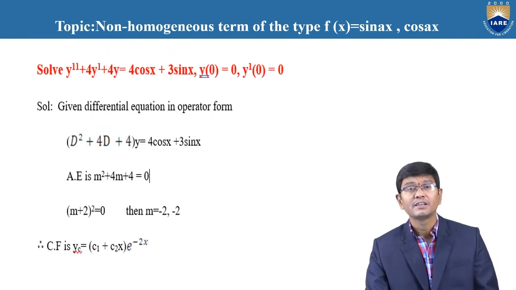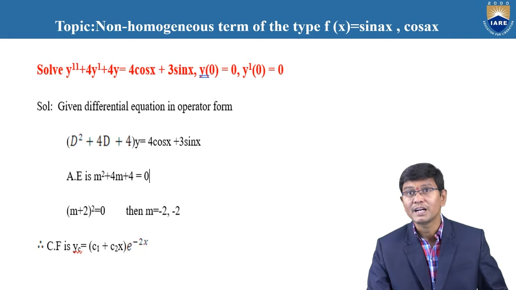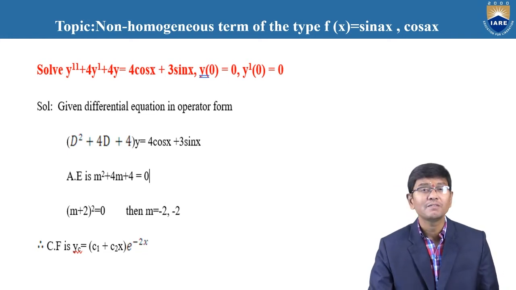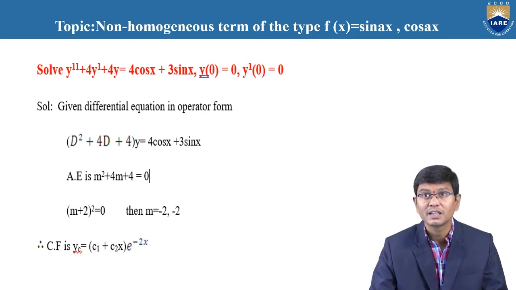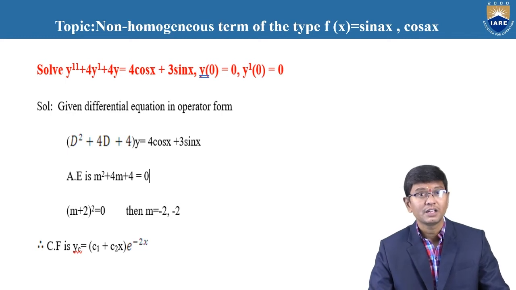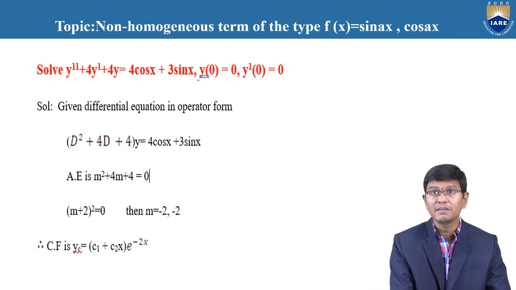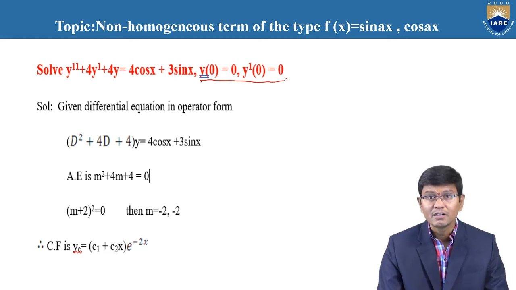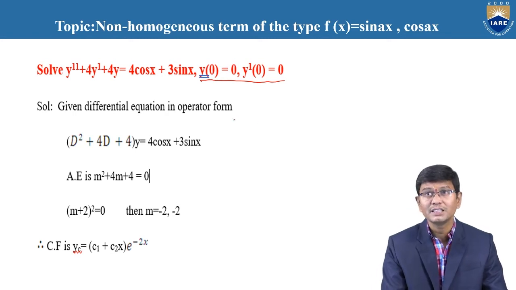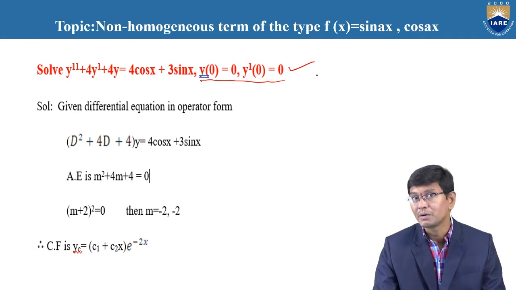Now we need to solve y'' + 4y' + 4y = 4 cos x + 3 sin x. In addition, it is given that y(0) = 0 and y'(0) = 0. That means this problem is an initial value problem. After getting the final solution, we need to use the initial values to find the values of c1 and c2, which depend upon the given second order differential equation.